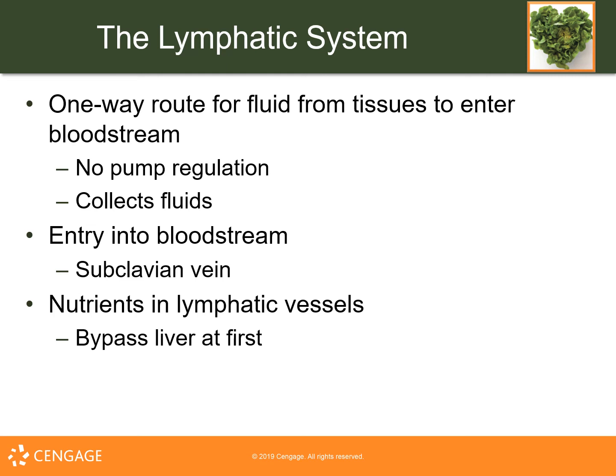It also collects fluids. So fluids collect in the thoracic duct behind the heart, which opens up into the subclavian vein, where lymph enters the bloodstream. Nutrients in lymphatic vessels bypass the liver at first. Once these nutrients enter the bloodstream, cells can use them.